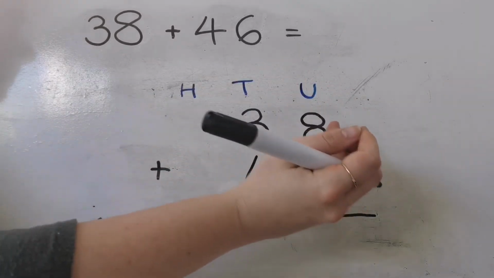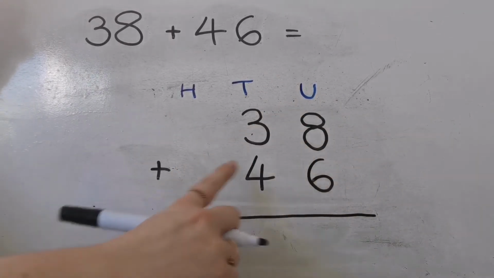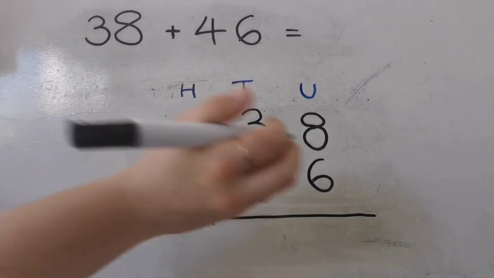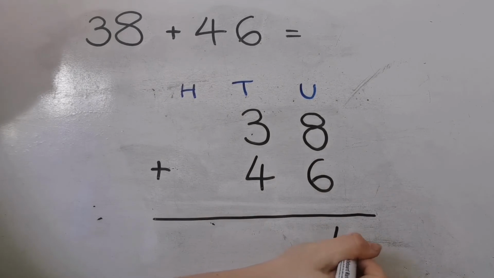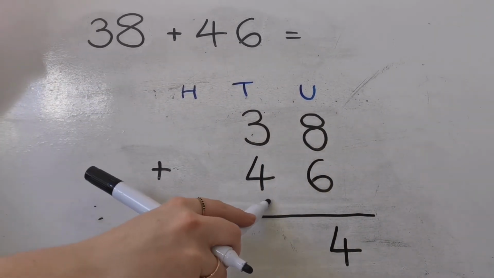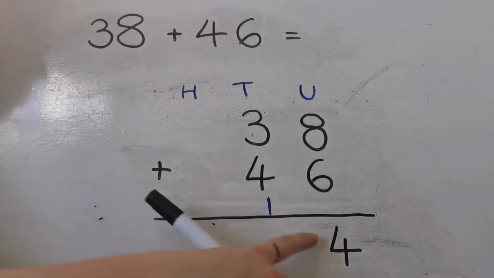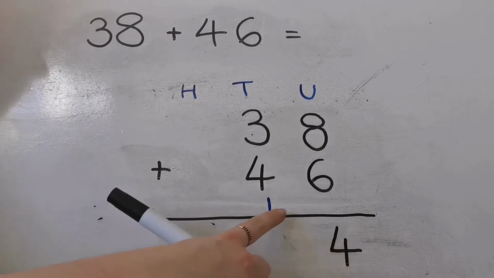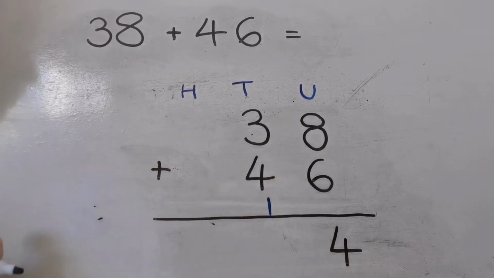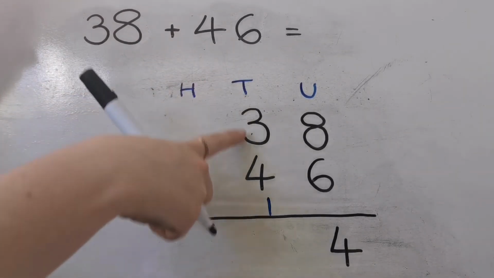Remember, we're always starting with the column furthest to the right, which is our units. 8 plus 6 gives me the answer 14. So I'm going to put my 4 into my ones and remember to carry over my 10. So I've still got 14, 10 and 4, but I've moved the 10 into this tens column. Fantastic.